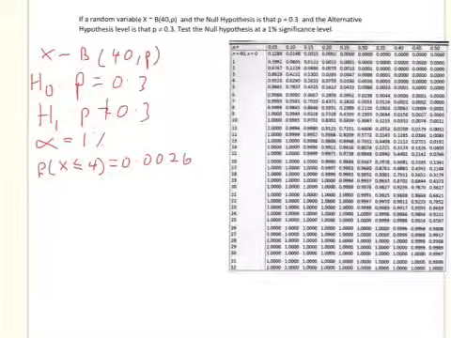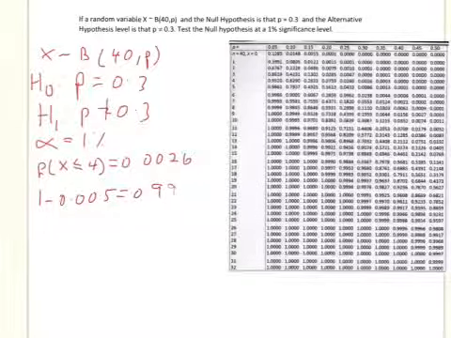Now we need to look at the top end. So at the top end, remember that 1 minus 0.005 is 0.995. So we're looking down the 0.3 column for 0.995. Here we've got 0.997. Here we've got 0.993.